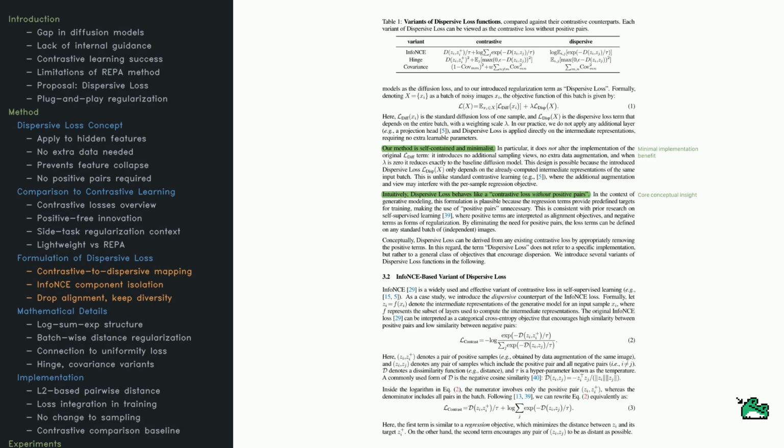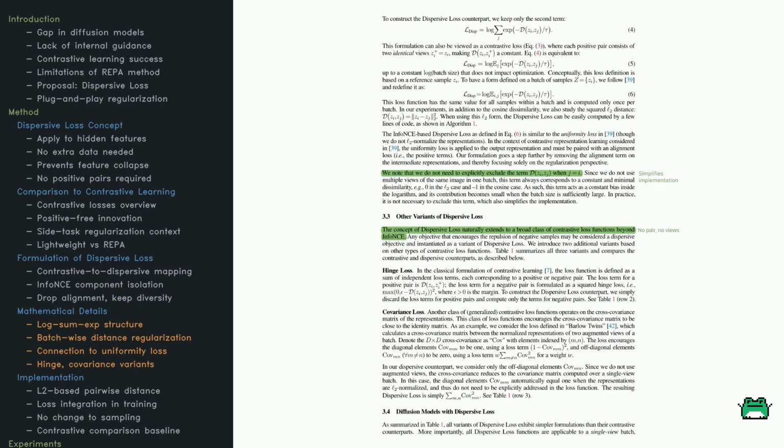Zooming in, take the InfoNCE case. Normally, you want to pull a sample close to its positive pair and push it away from all the others. Mathematically, that's a ratio, similarity with the positive on top, and all similarities in the denominator. But here's the trick. The authors split that into two parts. One term pulls the sample toward its pair, the other pushes it away from the rest. Then they just throw out the first part. So now you've got a loss that only does the pushing, and it still works. In other words, dispersive loss keeps only the part that spreads things out, and by doing that, it helps avoid feature collapse without needing hand-picked matches.